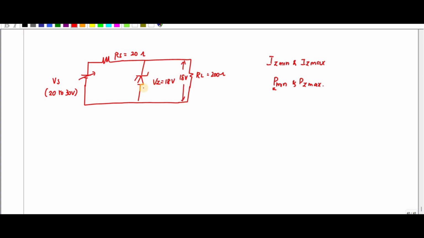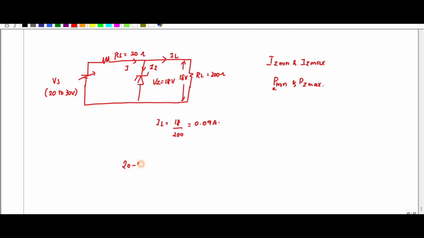Since it is parallel, the voltage across this one is the voltage across this one. So this is your IL. IL is equal to 18 divided by 200. What is 18 divided by 200? It is 0.09 amps. Okay, so this is your IZ and this is your I.